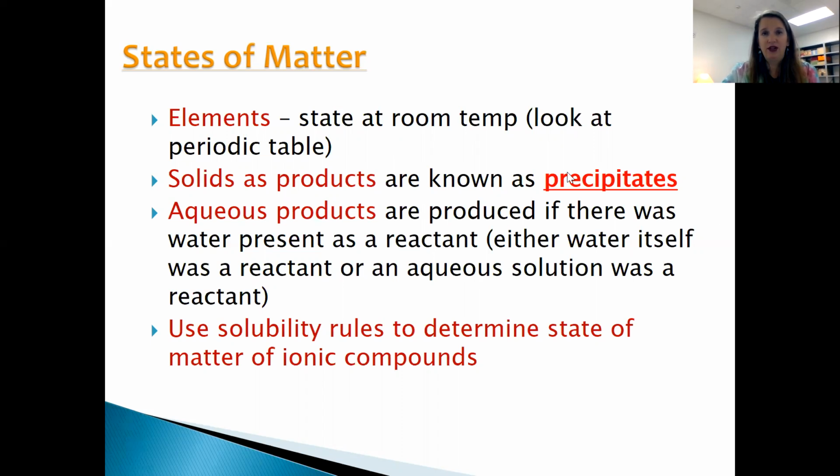Precipitates, when you see that word, that means it's a solid product. We are definitely going to be hearing about that word throughout the rest of the semester, so make sure you know that that means your solid product. Aqueous products are going to be present if you had something dissolved in water to start with. So if you had an aqueous reactant to start with, or if we have water somewhere present. Even if something is soluble, it can't be aqueous unless it's already been dissolved in water. We'll talk more about that when we look at our solubility chart.